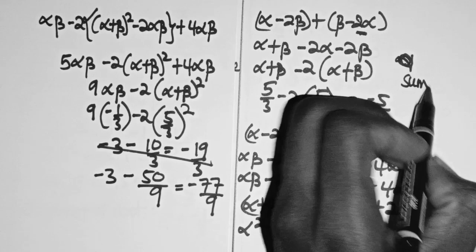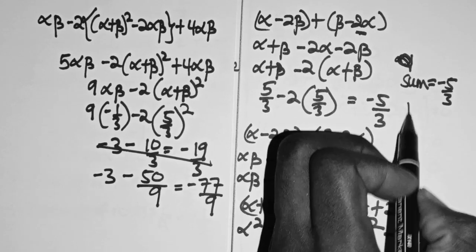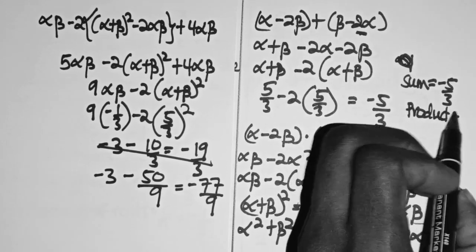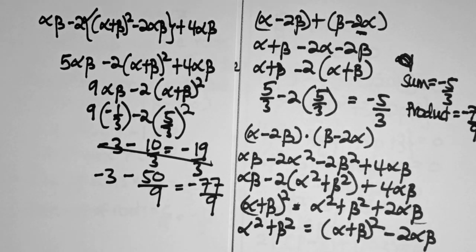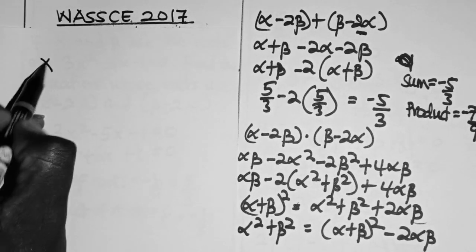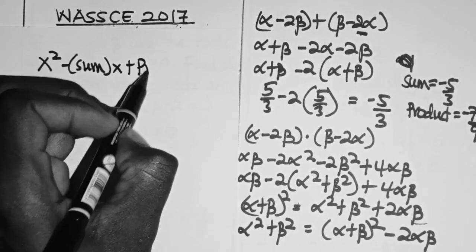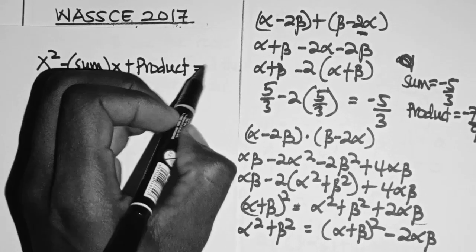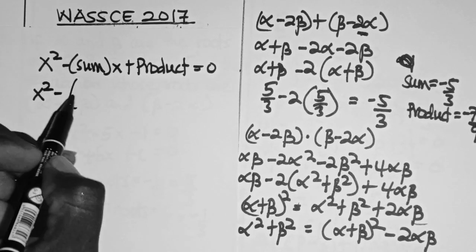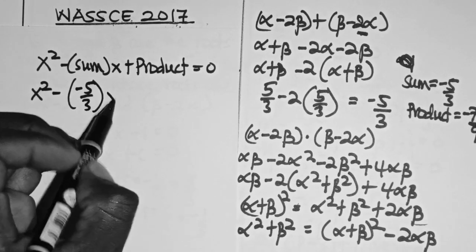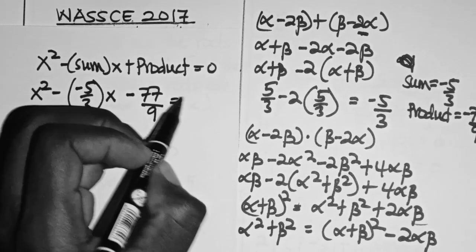So the sum of the roots is minus 5 over 3. And then the product of the roots is equal to minus 77 over 9. So let's find the new equation. The new equation is given by the formula x squared minus the sum of the roots times x plus the product of the roots equals 0. So this becomes x squared minus the sum of the roots, which is minus 5 over 3, times x, then plus the product of the roots, which is minus 77 over 9, equals 0.